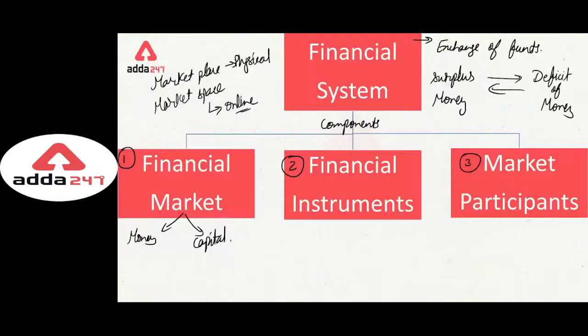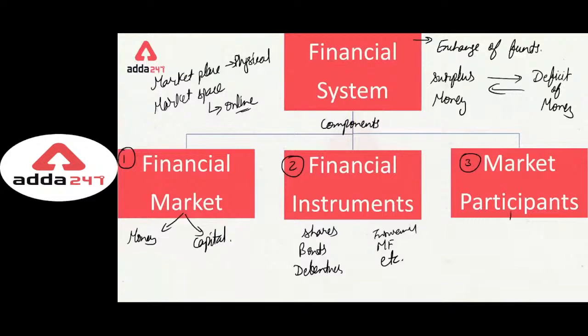Second is financial instrument. Now, financial instrument simply means the products or the instruments we are using in the financial market to perform or to fulfill our funds needs. It can be shares, it can be bonds, it can be debentures, it can be insurance, it can be mutual funds, etc. So these are the financial instruments, or we can say financial product or services, by using which we are exchanging funds with each other. Okay.